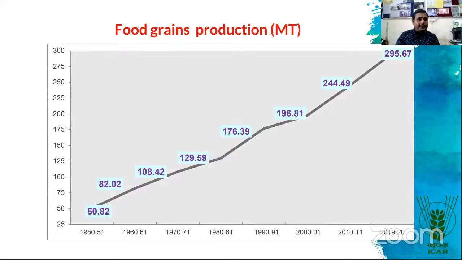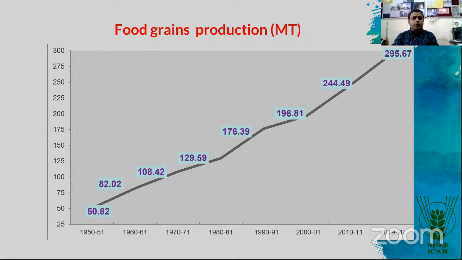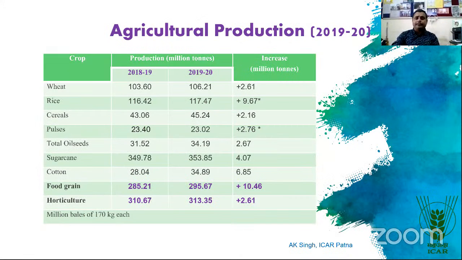Now, during 2020, our food production has gone to 295.67 million ton, and the target for this year is around 300 million ton. This is the total scenario of the agriculture production and productivity of India.